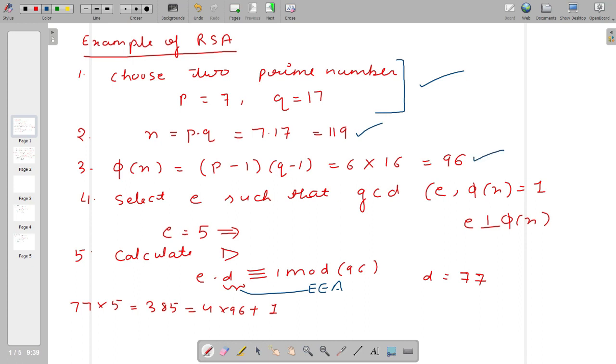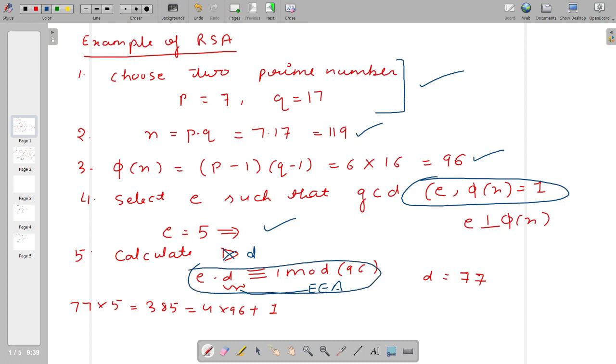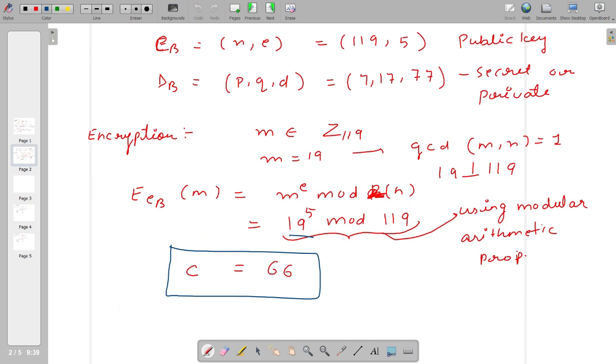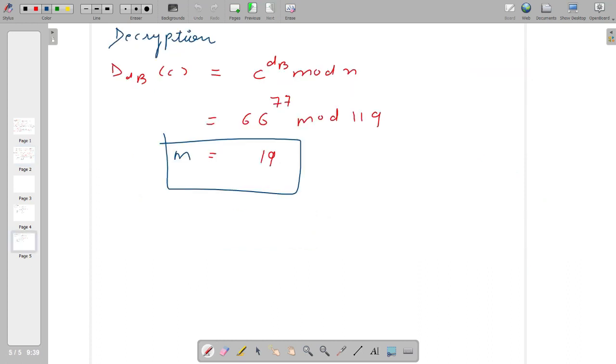Then we calculate phi n, p minus 1, q minus 1. Then we select an E such that E should be co-prime to phi n. E is 5 here. Then we calculate D such that E and D are inverses of each other under modulus phi n. So this D comes out to be 77. Now E is the public key and D is the private key. Then we do encryption, and just to verify the encryption, we do the decryption like this. So this was an example of the RSA algorithm, and this is how the RSA algorithm is performed.